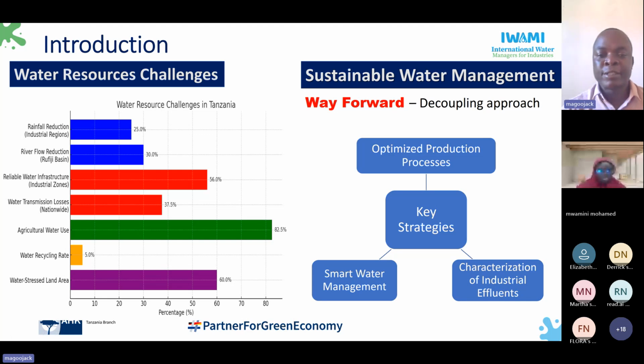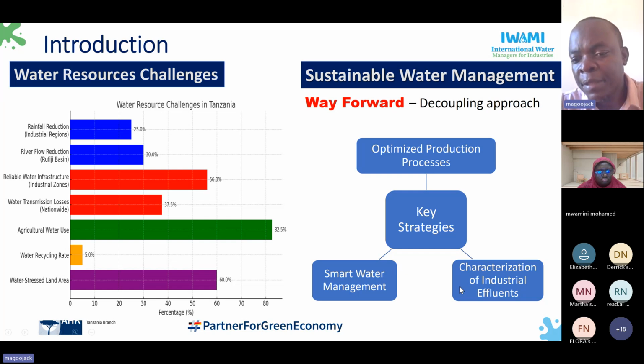Another strategy is what we call smart water management. In smart water management, you may install various systems within the industries, such as those which can detect leakages. We can also rethink using what we call a closed loop system, which minimizes the amount of water that is put into use.